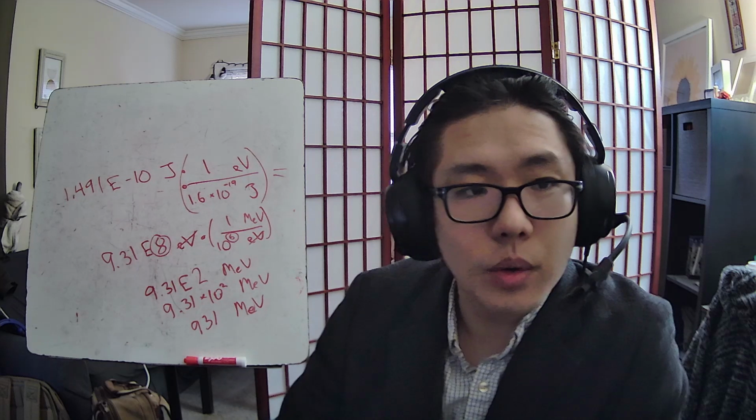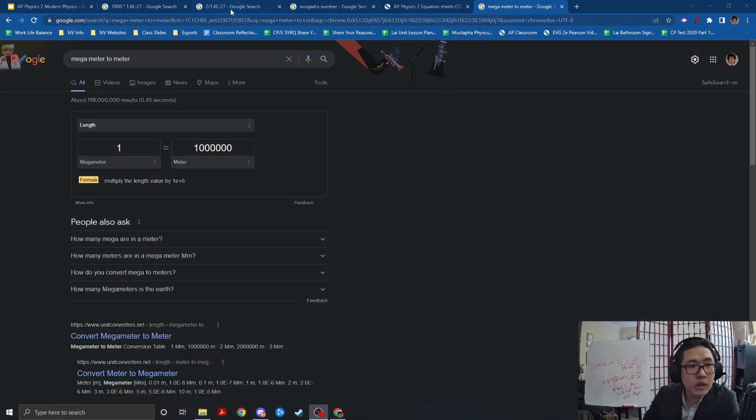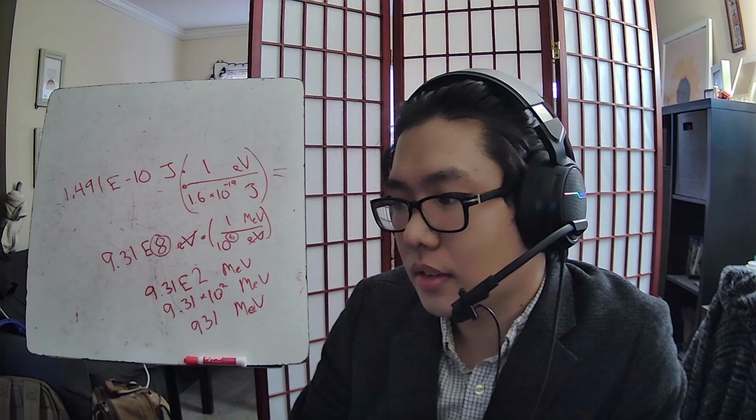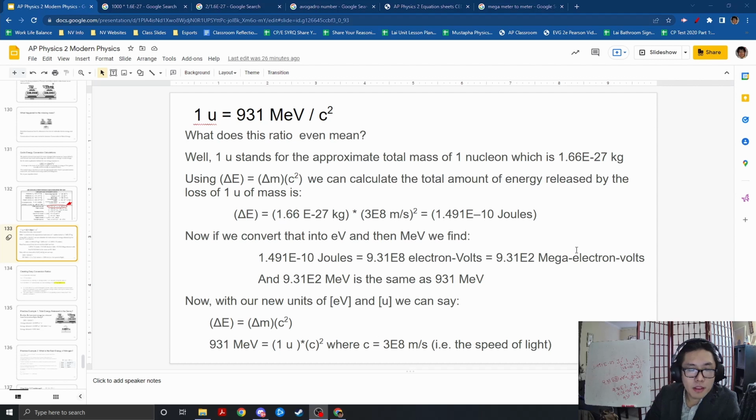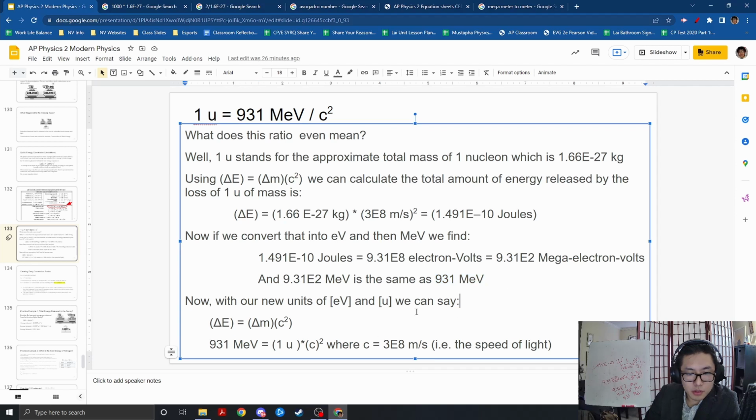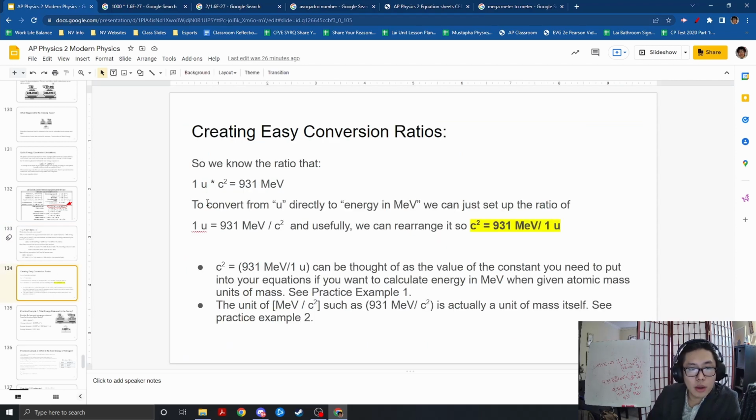Okay. So now let's return back to our scene. All right, so we now know what this number means. This is the total energy released if we convert 1 atomic mass unit into energy, where c is just 3 times 10 to the 8th meters per second. So now that we know the ratio, we can set up a few things.